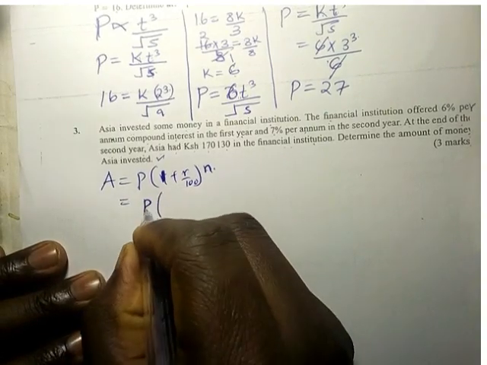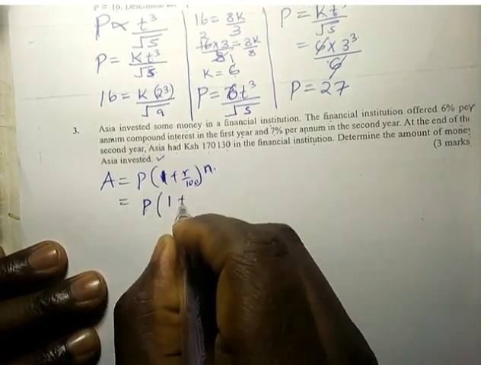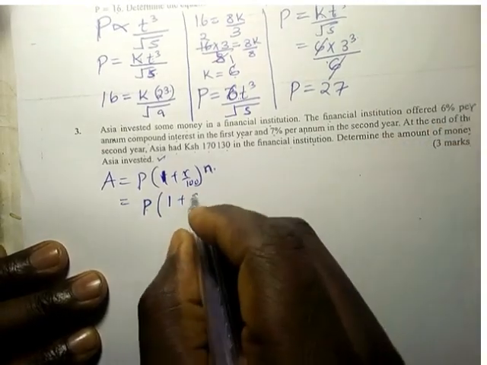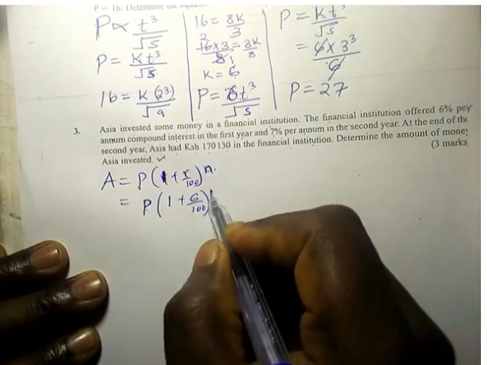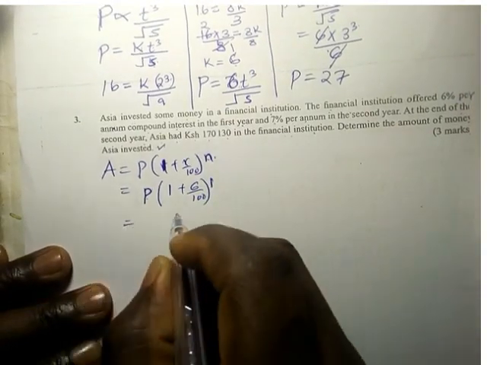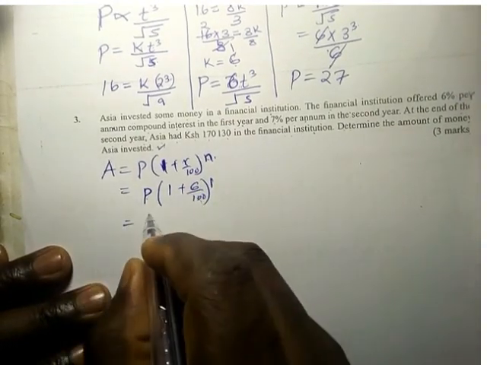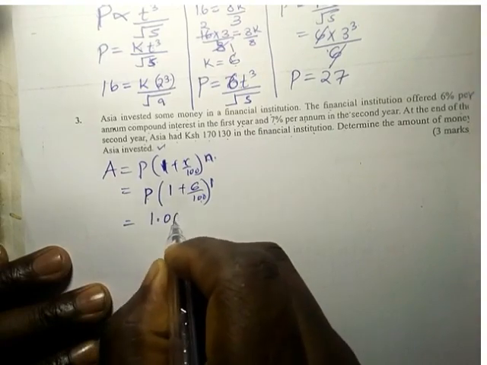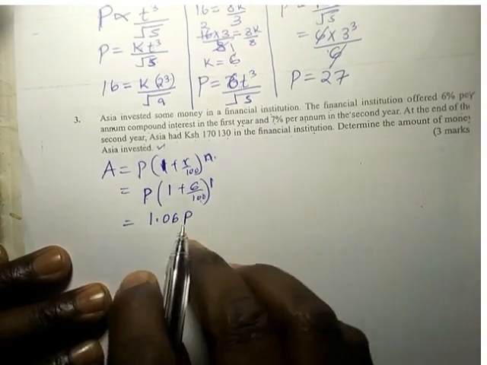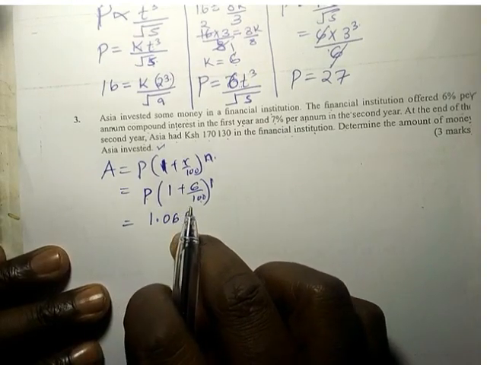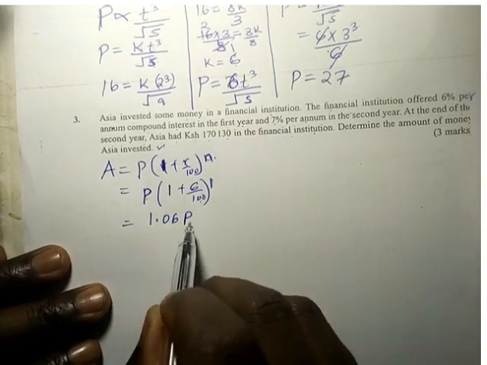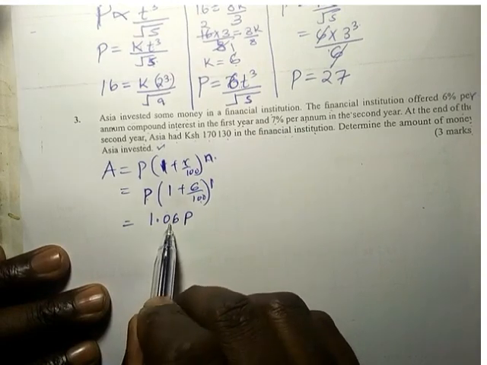We don't know the principal, but we know this plus R, the first year is 6 over 100 times 1, because the first year, that's 1. So we will have 1.06P. So this is the amount for the first year.